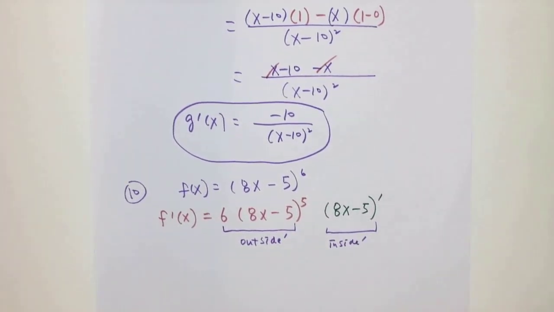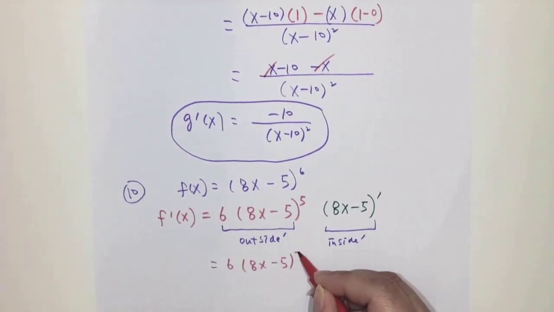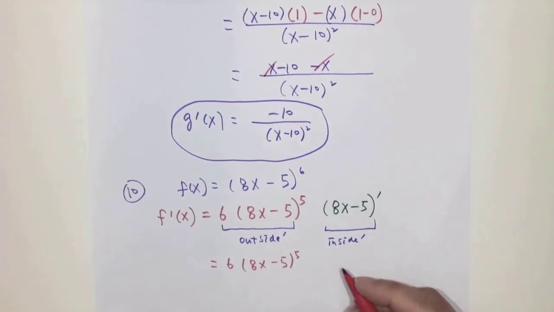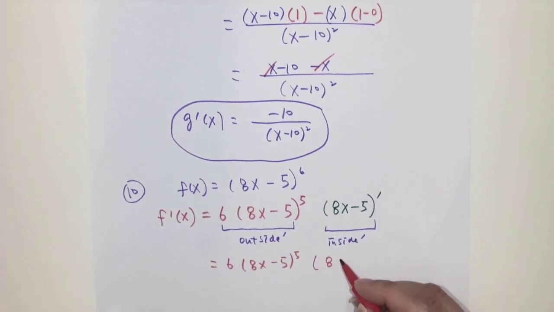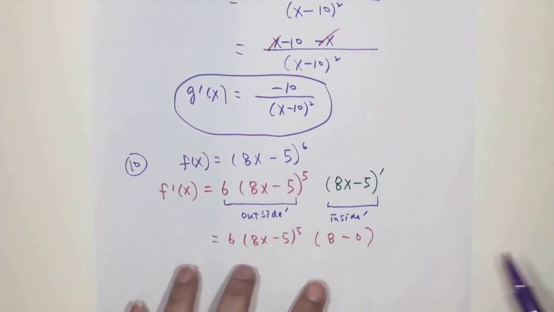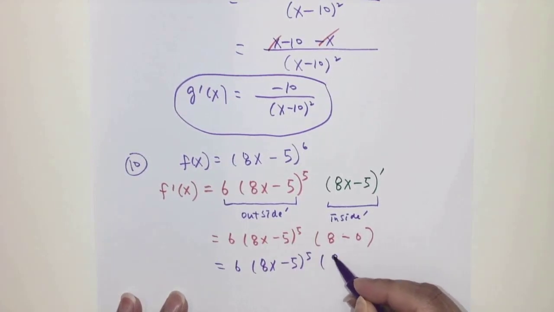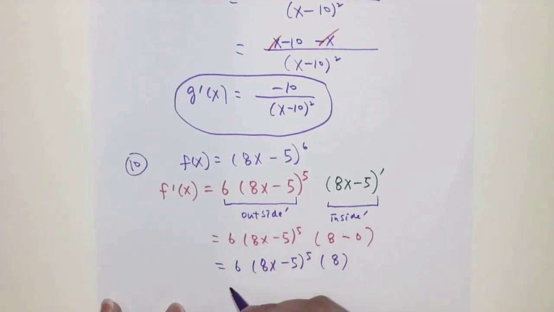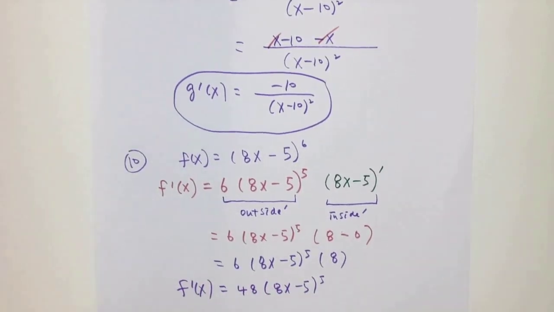Okay. That will give us just 8x minus 5 to the 5th power, and take the derivative of this guy. We're going to have 8 times 1, right, basically, and then minus a 0. That's it. Okay, that just means the 6 needs to multiply by 8, right? 6 times 8 is going to be 48 times 8x minus 5 to the 5th power. Are we okay? So that would be your answer for number 10.